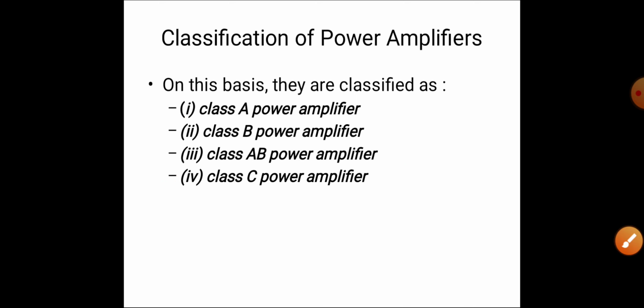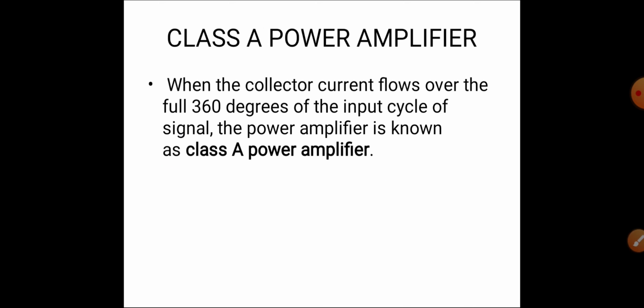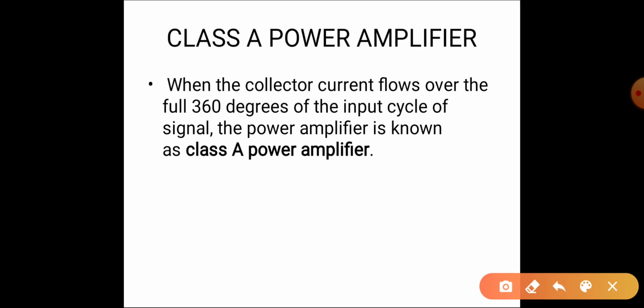First we will go to the class A power amplifier. So this is a class A power amplifier. How can you say that a given power amplifier is a class A power amplifier? See here, when the collector current flows over the full 360 degrees of the input cycle of the signal, then the power amplifier is known as a class A power amplifier.